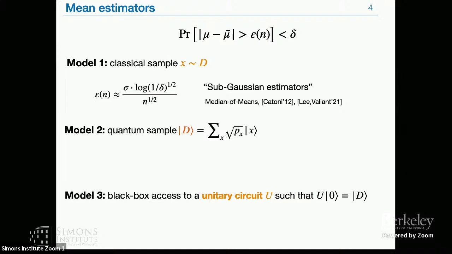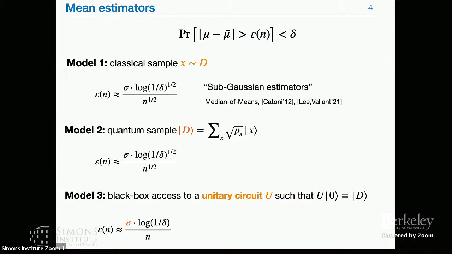Now, if you move to the second model, which is the quantum sample input model, it turns out that you cannot do better than in the previous case, meaning the best you can do is just to measure those quantum samples to obtain classical samples, and then run a classical sub-Gaussian estimator. There is no speedup at all in this setting. And the last model, which is the most interesting one for people doing quantum computing, it turns out that it indeed allows you to obtain some advantage in the quantum setting.